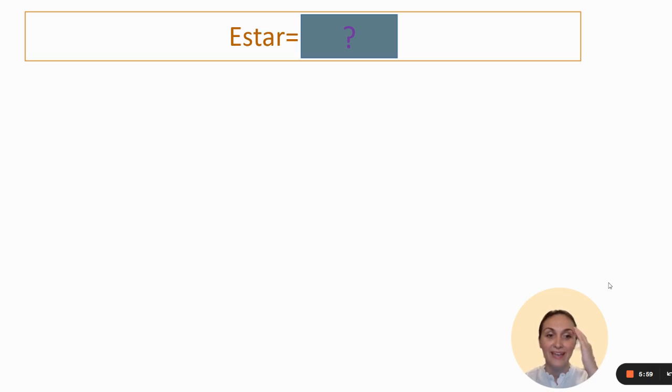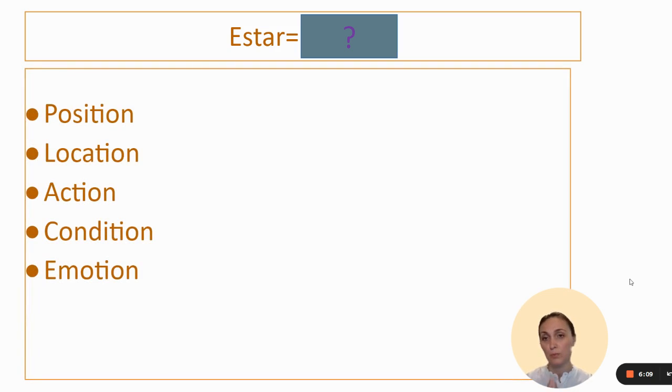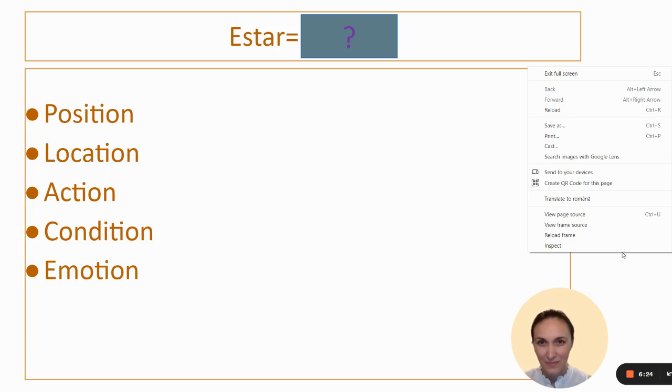Okay. And the way we did with ser, we are going to ask ourselves, okay, how can I remember all these uses of estar? How can I make it simpler? Now, to make it simpler, with estar, you express position, location, action, condition, and emotion. And again, we are going to have an acronym that will help us remember these things, okay?